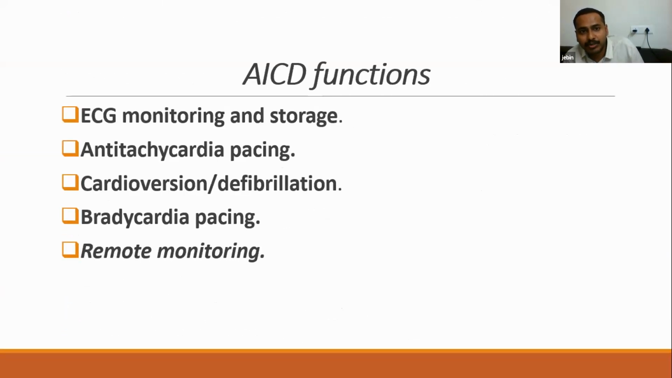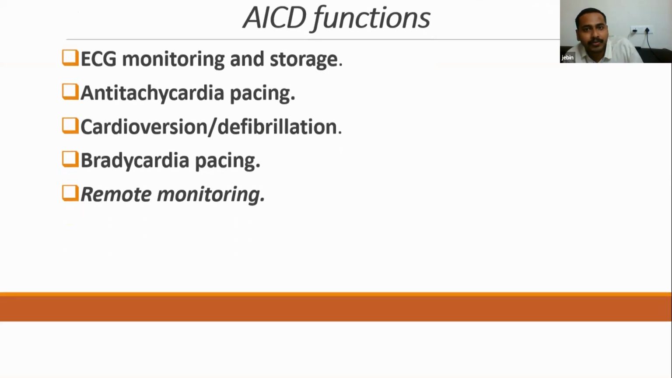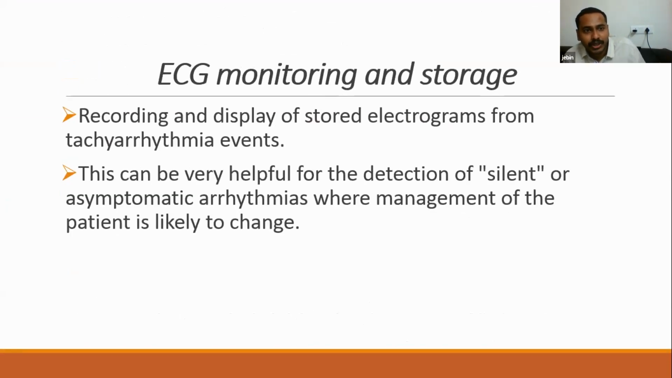The functions of ICD are ECG monitoring and storage, anti-tachycardia pacing, cardioversion or defibrillation, bradycardia pacing, and remote monitoring. ECG monitoring and storage: ICD can record and display the stored electrograms from any tachyarrhythmia events. This may be helpful for detection of any silent or asymptomatic arrhythmias where the management of the patient is likely to change.